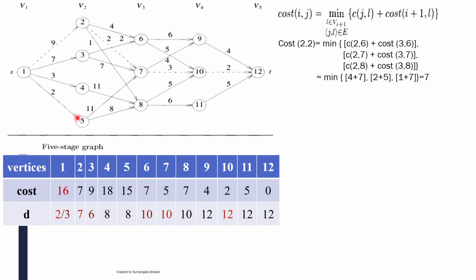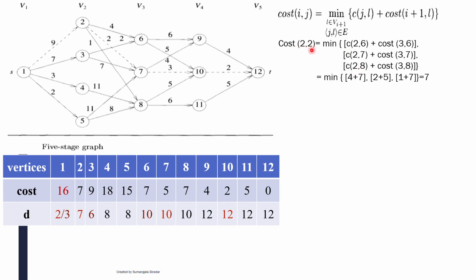Now we have to calculate for stage 2 here. In stage 2, how many vertices are there? 2, 3, 4 and 5. Vertex 2 has 3 adjacent vertices. What are those? 6, 7 and 8. That's why you have to calculate edge cost 2 to 6, edge cost 2 to 7 and edge cost 2 to 8 here.